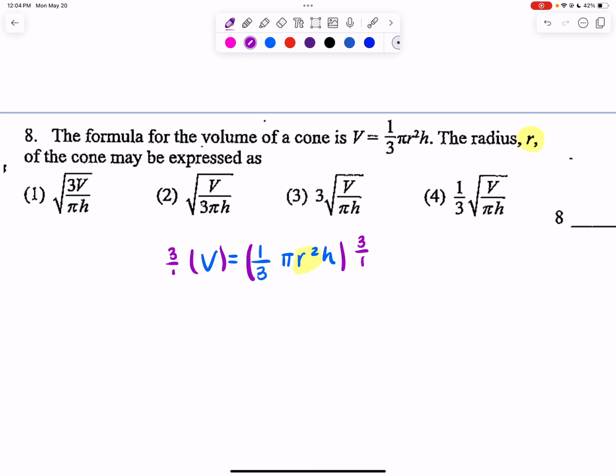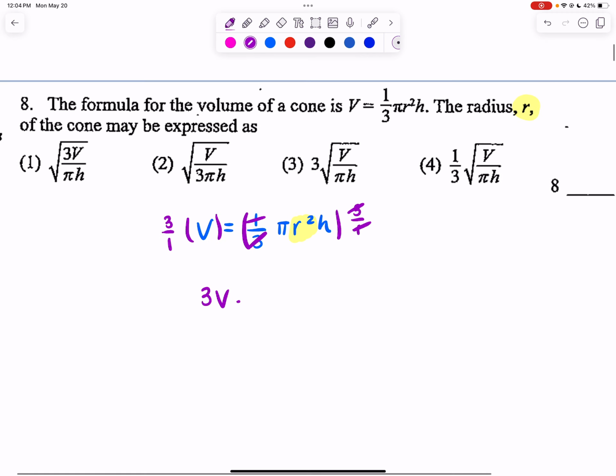And when I multiply the left side of my equation, I'm just going to be left with a 3v. And on the right-hand side, my 3 cancels and my 1 cancels. So now I'm left with pi r squared h. Now I have to ask myself, how do I get rid of the pi and the h?